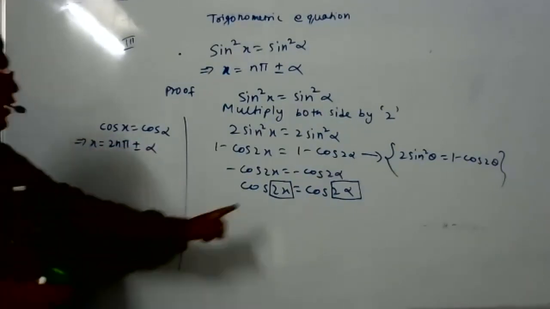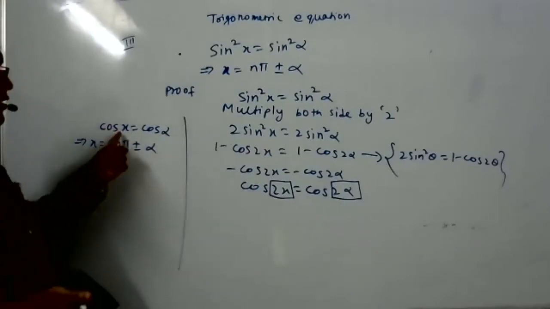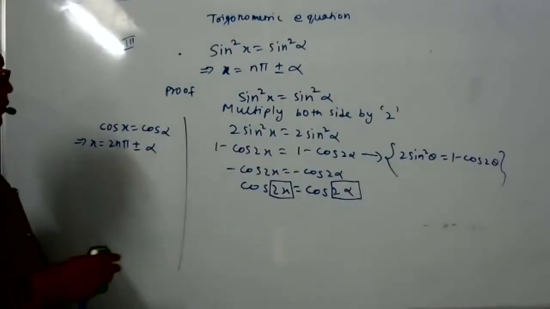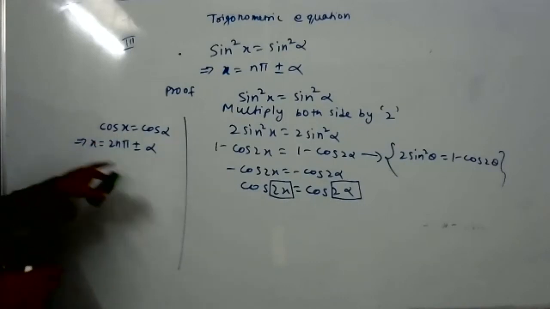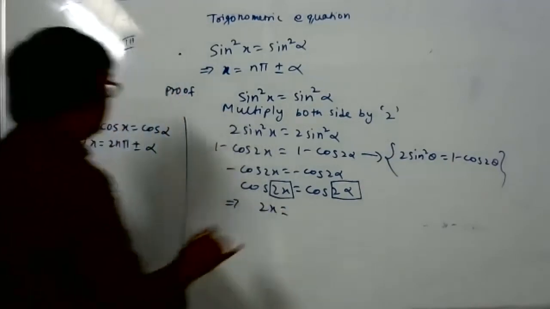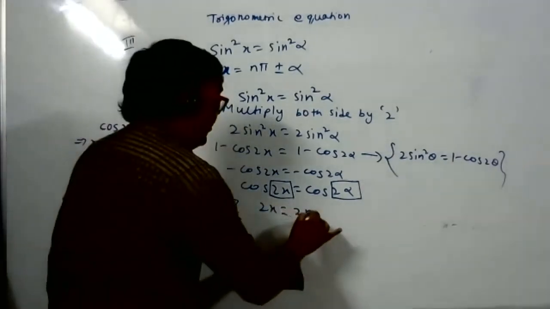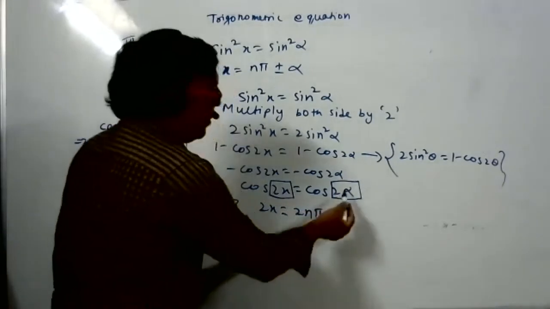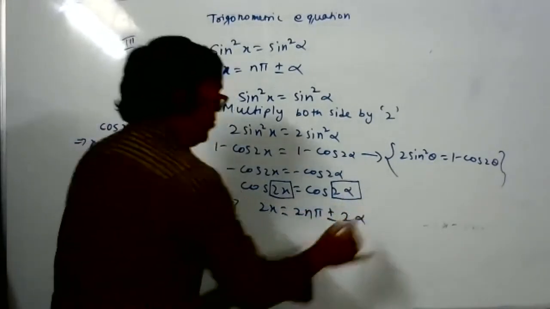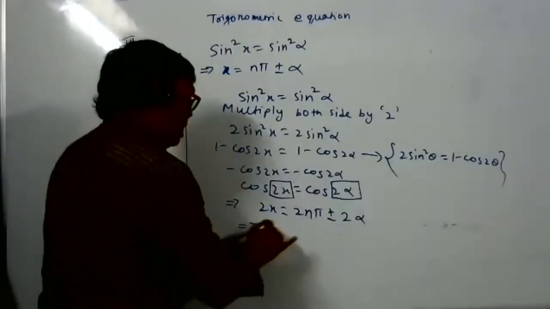But now it is not x, now it is 2x. But 2x is also an angle and x is also an angle. So formula will be same. But in the place of x, what am I supposed to write? 2x. So I will write 2x is equal to 2n pi plus minus alpha. But this time, the angle is not alpha. The angle is how much? 2 alpha. So I will write 2 alpha. Now 2, 2, 2 will get cancelled. So no problem. You can ask me now.